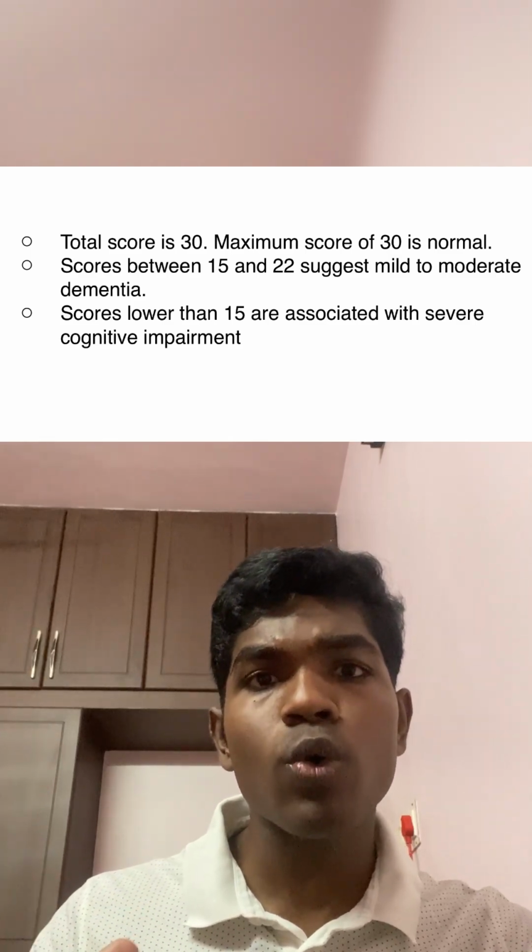If the patient's score is between 22 and 30, I say that the patient is normal or has normal cognitive function. If the patient's score is between 15 and 22, I can say the patient has mild to moderate cognitive dysfunction or mild to moderate dementia. If the patient's score is less than 15, or some books say less than 21, but most standard books say less than 15, we can say that the patient has severe cognitive impairment.